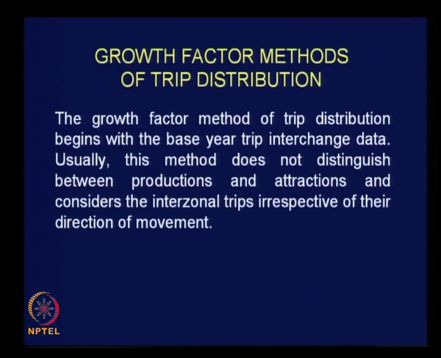The growth factor method of trip distribution begins with the base year trip interchange data. That is very important. Base year trip interchange data is the starting point. You must have the complete matrix available for base year condition. Usually this method does not distinguish between productions and attractions and considers the interzonal trips irrespective of their direction of movement. It is simply a PA matrix which has got no directional meaning, right. We use the PA matrix pertaining to base year as the database for distributing trips based on this particular method.